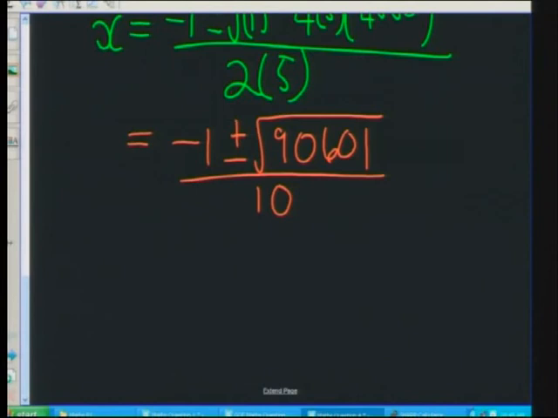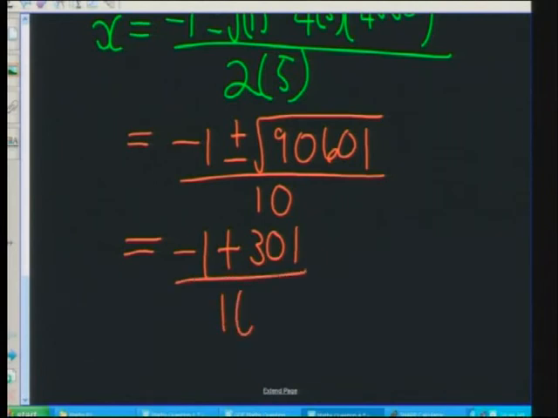Right, and then I'm going to calculate the square root, and I'm going to hope that this time I get an answer that makes more sense. And once again, I don't. So 90601. Oh, there we go. The square root of 90601, what a relief, 301. So I'm going to say my answer is minus 1 plus 301. I feel very relieved now. Divided by 10, and that is going to give me an answer of 30.